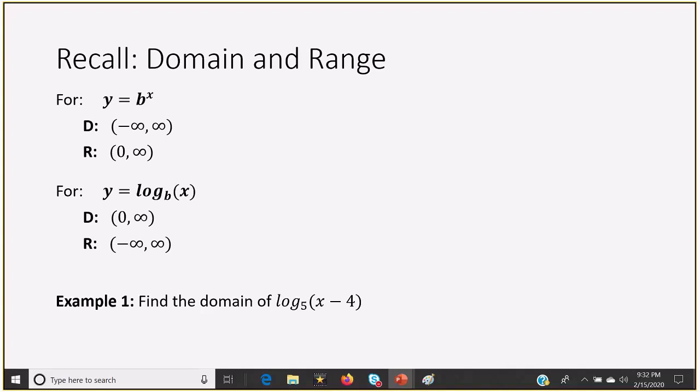So to see exactly what that means, we have this logarithm. We take whatever is inside. I don't care what the base is. I take whatever is inside, x minus 4.